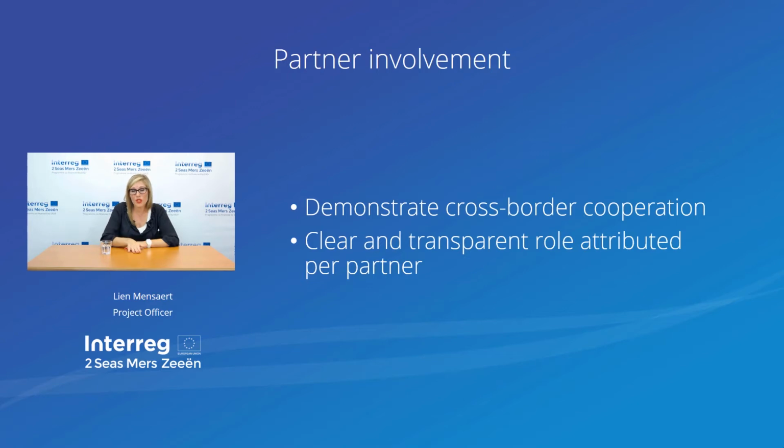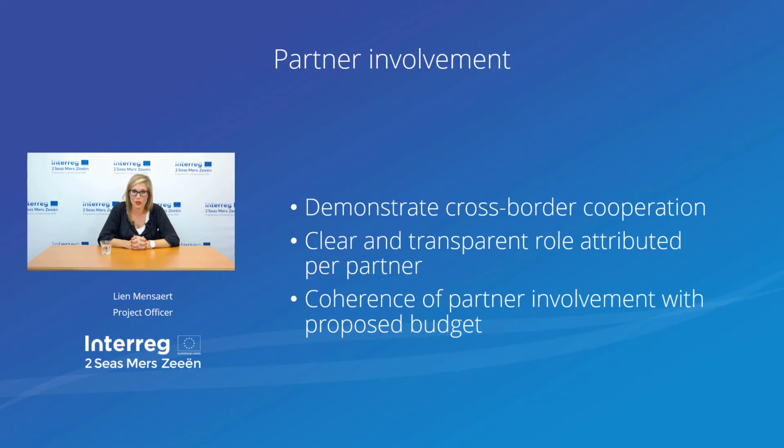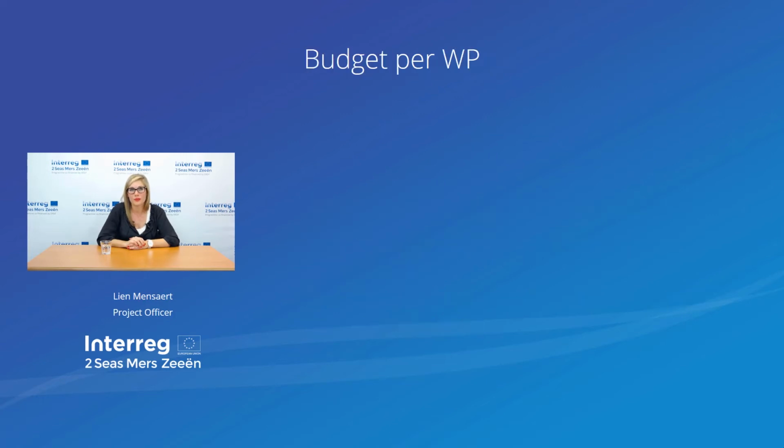partners, which other partners will be involved in which deliverable, and a real clear link between the role of these partners and the budget that they will be asking for a certain work package. So a clear and transparent role that should be clear from the start and from the submission of your application form, and there should be a coherence between this involvement and then the budget as proposed by each of the partners at the end of your work package.